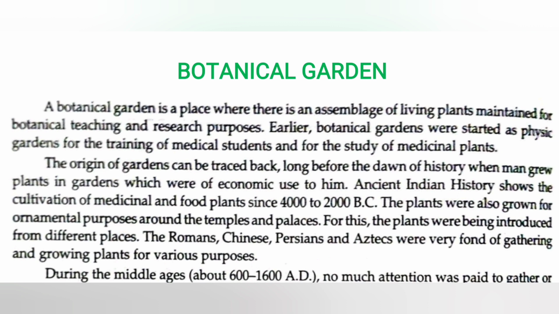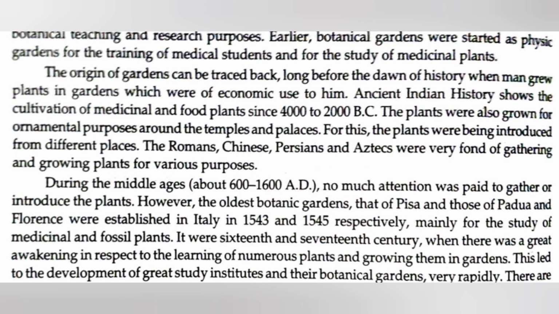The Romans, the Chinese, Persians, and Aztecs were very fond of gathering and growing plants for various purposes. Means they collected and gathered plants for their commercial, medicinal, aesthetic and religious values. During the Middle Ages, no such attention was paid to gather or introduce plants. However, the oldest botanical gardens, those of Pisa and Padua and Florence, were established in Italy in 1543 and 1545 respectively, mainly for the study of medicinal and fossil plants.